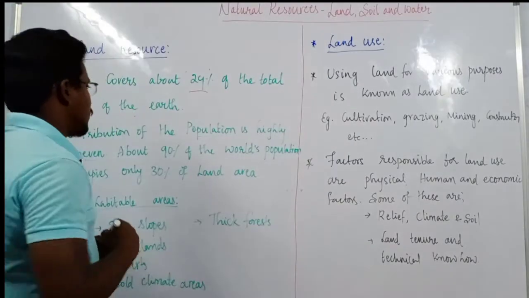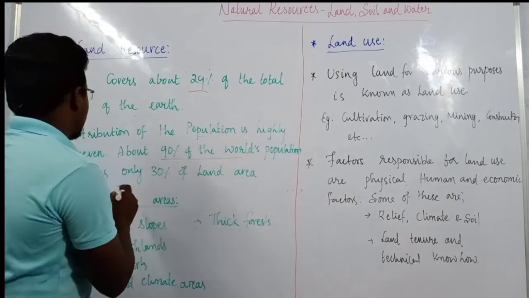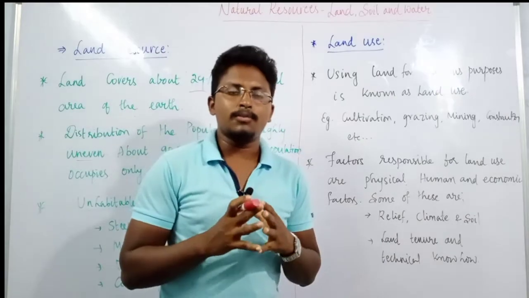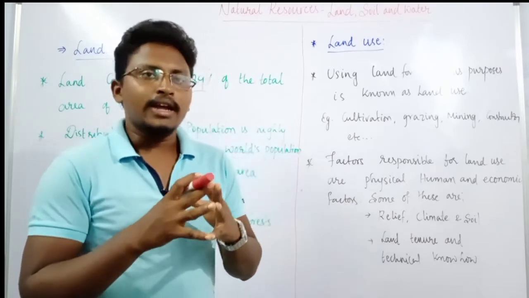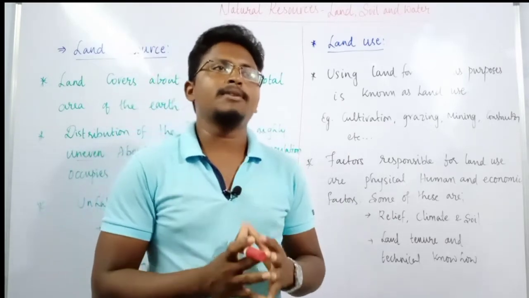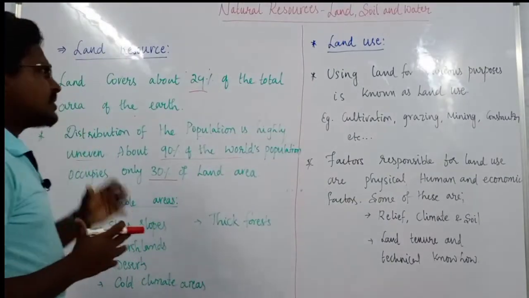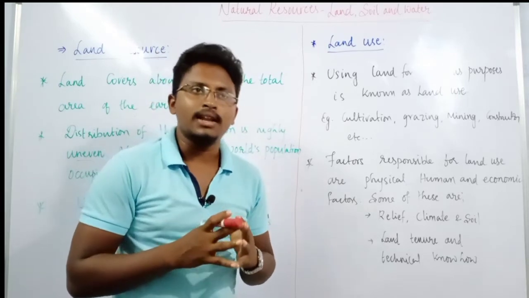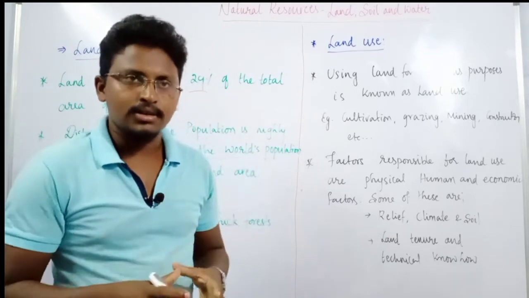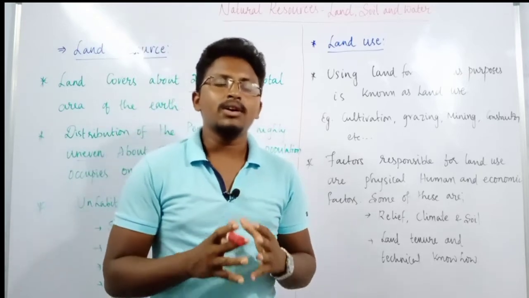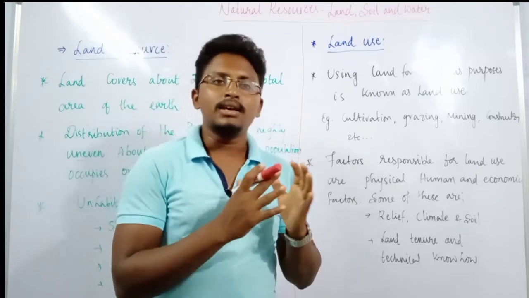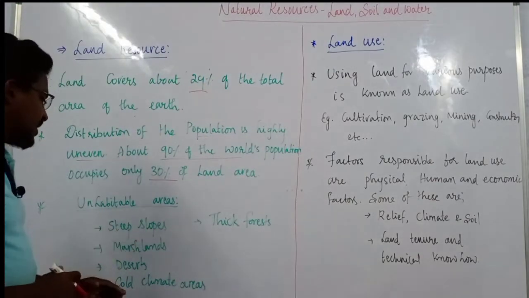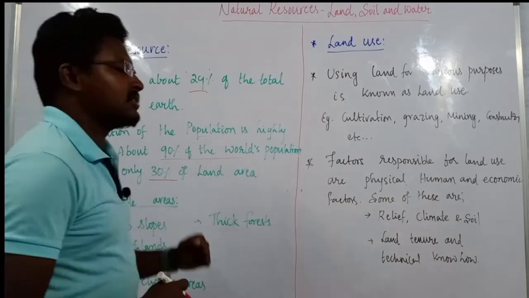As you see here, about 90% of the world's population occupies only 30% of the land area. That means almost 90% of the population in this world is living in an area which is just 30%. There are some areas where the population is very high, and some areas where it is very less. And there are even some places on this earth where human beings cannot survive, or cannot stay for a longer time. Such places are steep slopes, marshlands, deserts, cold climate areas as well as thick forests.